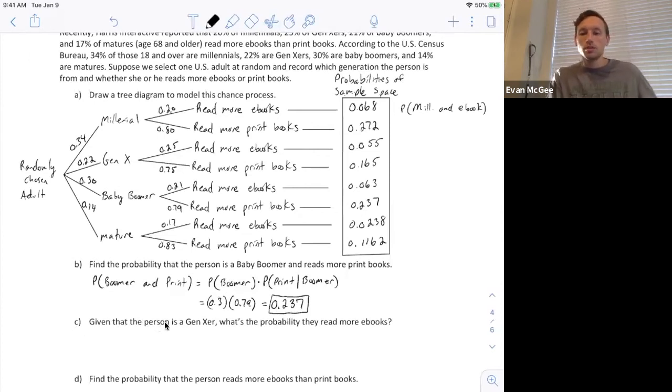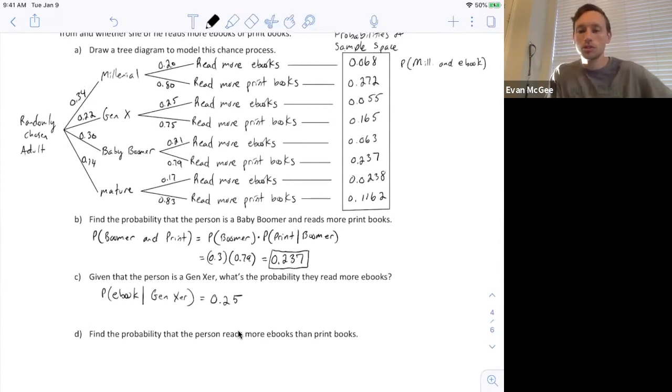Given that a person is a Gen Xer, what's the probability that they read more ebooks? Write it in probability notation first. So what's the probability that they read more ebooks given that they're a Gen Xer? If it's a conditional statement, then we know it's going to be one of these probabilities here. So given that they're a Gen Xer, the probability that they read more ebooks is this 0.25 right here.